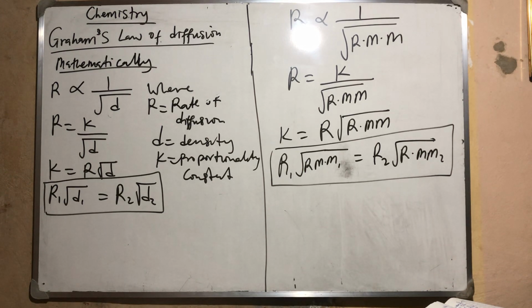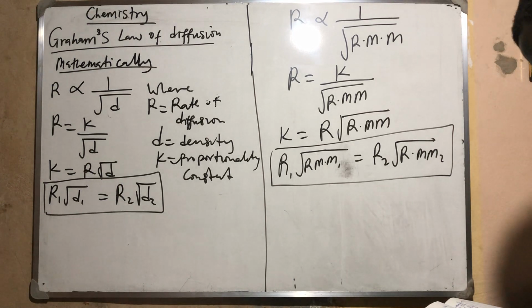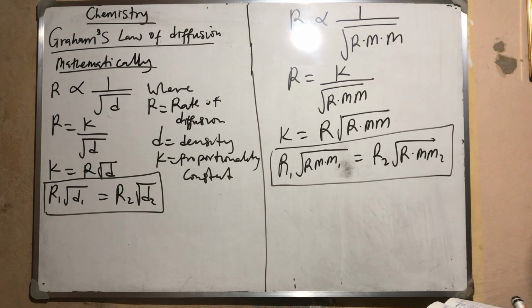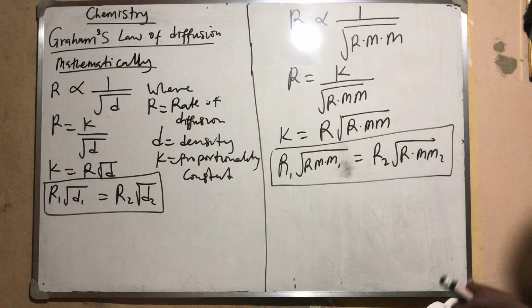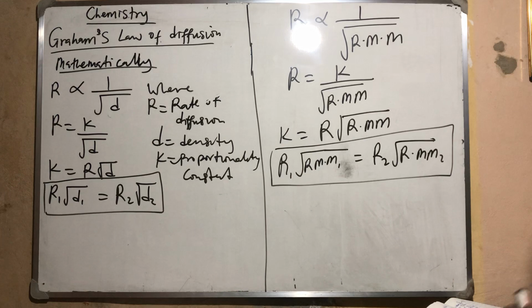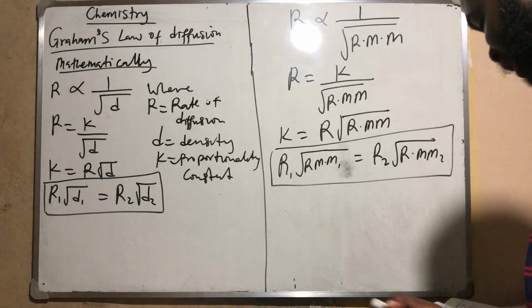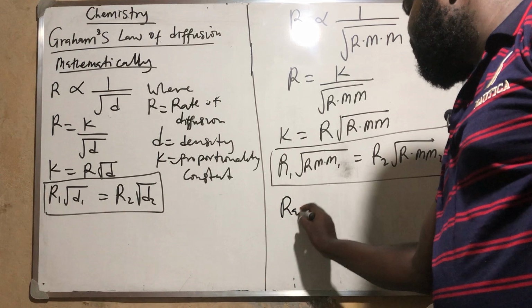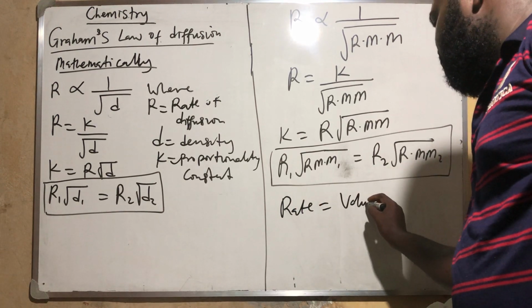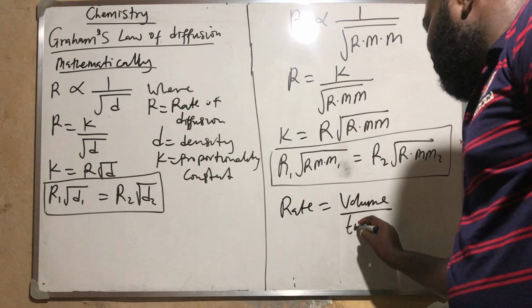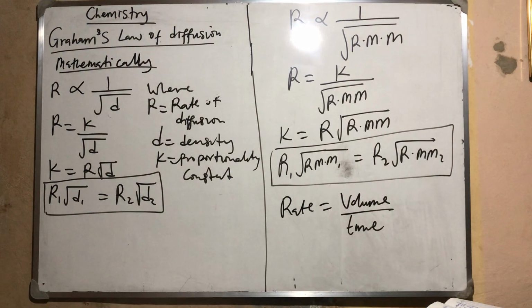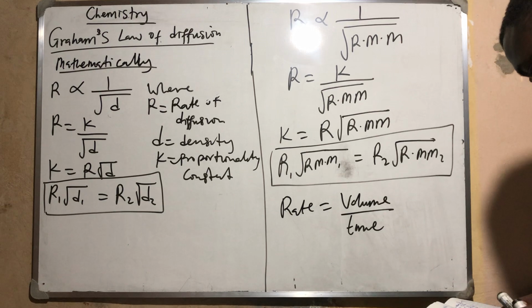So another thing you should note, where R is the rate of diffusion of the gas and R.M.M is the relative molecular mass. Note that rate is equal to volume over time. You should know that rate is equal to volume over time.